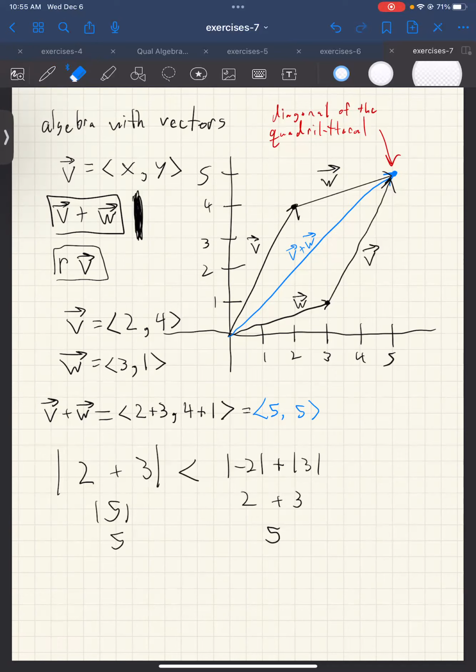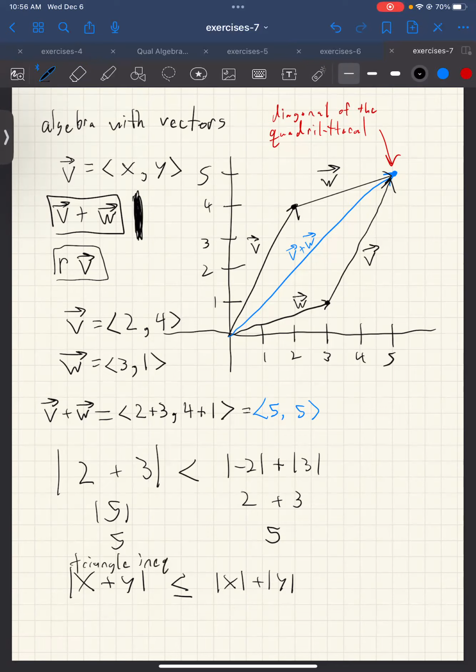And it turns out that if we have x plus y, the absolute value of x plus y is always going to be less than or equal to the absolute value of x plus the absolute value of y. This is what we call the triangle inequality. This feels like something new, but once we look at the vectors, I think we're going to see that it is actually something very normal and reasonable to us.